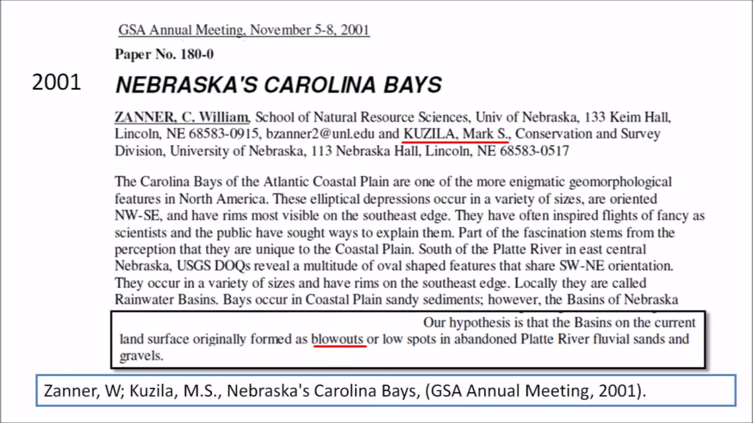The abstract by Zanner and Kusila says, "Our hypothesis is that the basins on the current land surface originally formed as blowouts or low spots in abandoned Platte River fluvial sands and gravels. The term Aeolian deflation is now used instead of blowout."